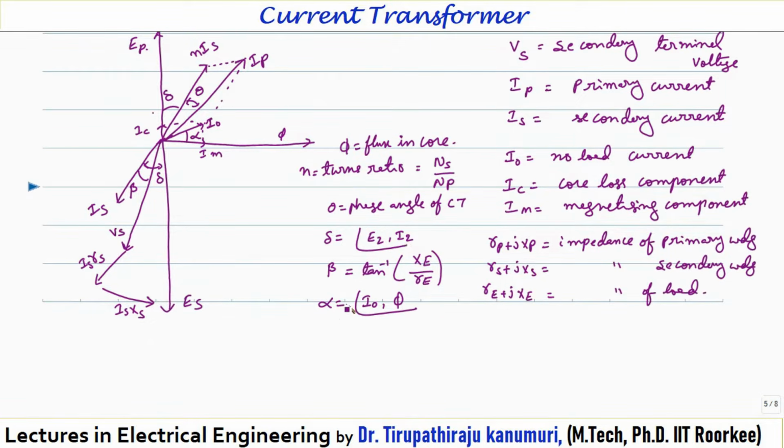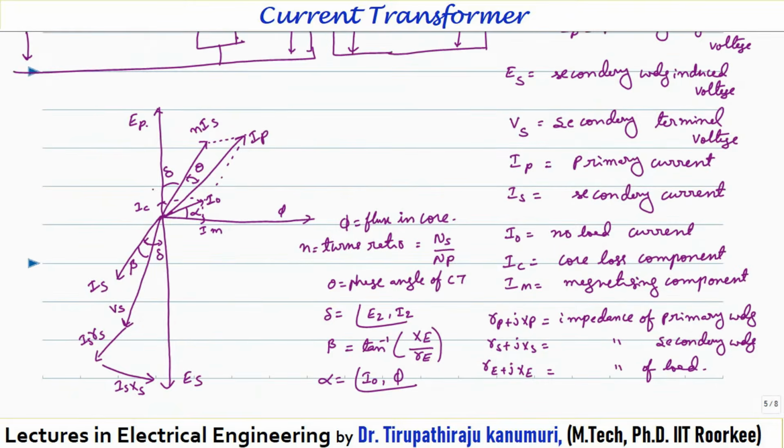And similarly, I am defining one more term, alpha. That alpha is the primary side angle between the flux or Im and I0. So this angle is called the no load angle. Now this current Is referred to the primary side, I am writing as N times Is, because it will be transformed according to the turns ratio. So this N times Is plus I0 gives your total primary current.